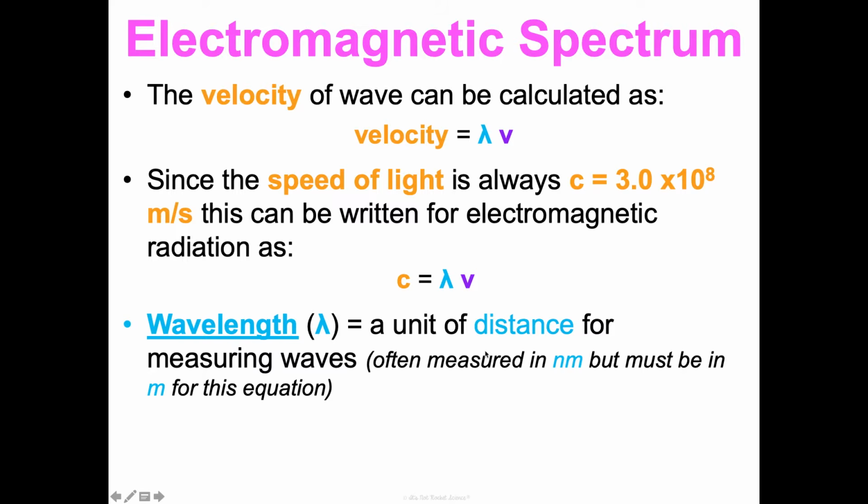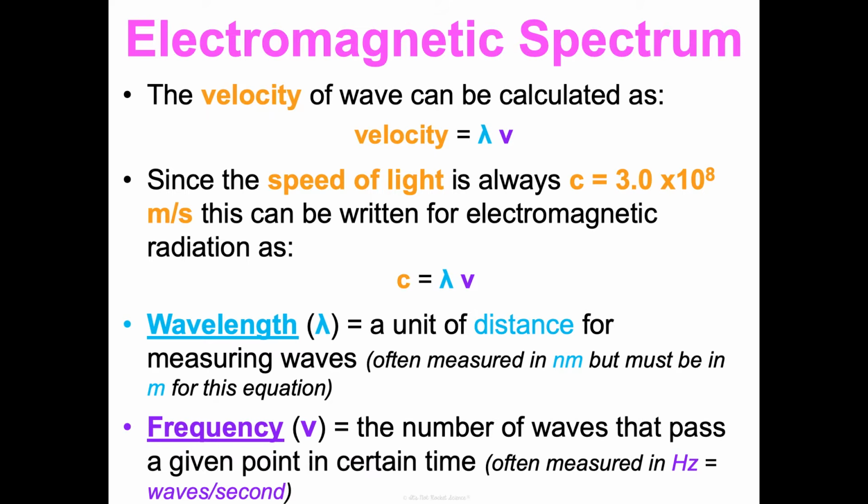Now, here's something really important. Oftentimes when you see the wavelength of any of those waves we were just looking at in the spectrum, it's going to be in nanometers because waves are so tiny. But because the speed of light is measured in meters per second, to use this equation you have to have wavelength in meters. Okay, so that's important. If you're given a measurement in nanometers, you're going to have to convert it to meters in order to be able to use it in the equation.